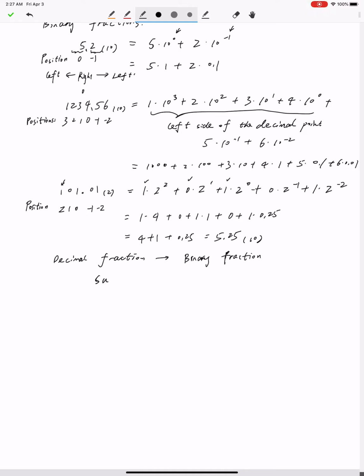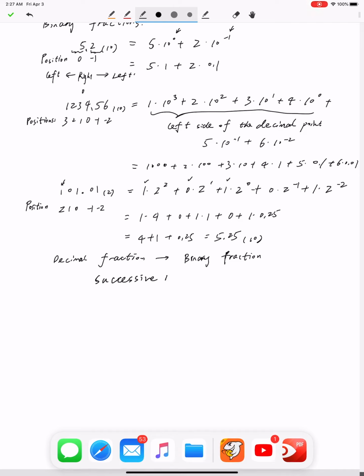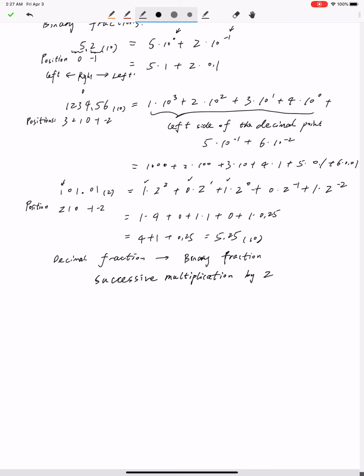successive multiplication by 2. Okay. Successive multiplication by 2 method. So the main idea of doing that is we just need to repeatedly multiply a fraction decimal number by 2 and record the integer numbers. Let me show you how to do that.